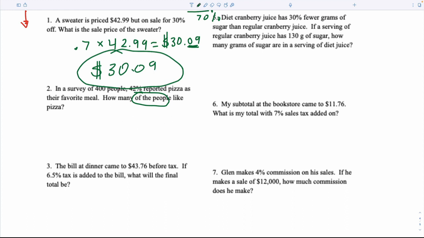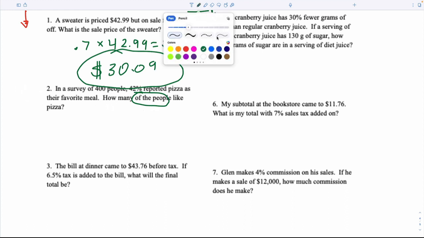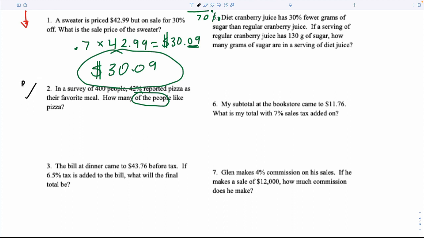On your packet, I want you to look for of. You're going to box the word of. If it says how many of the people like pizza, that's probably your clue that you're taking a percent of the number. Put percent next to 2. And what decimal do I multiply by for this problem? Good. Times what?